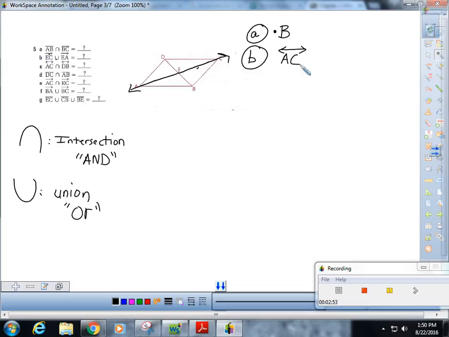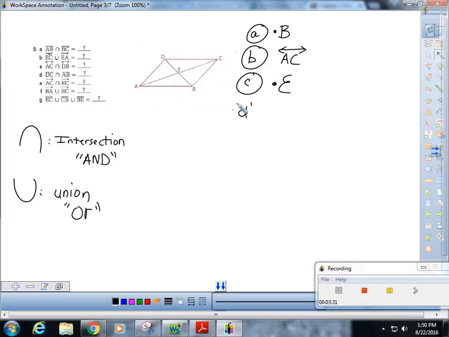You feel better about this now? Okay, so now I'm going to go a little faster. I will erase it every time. All right, C. This is an and. So everything on line AC that are also on line DB. And what are all the points that are on both of those? What do you think, class? Point E. Good. Okay?